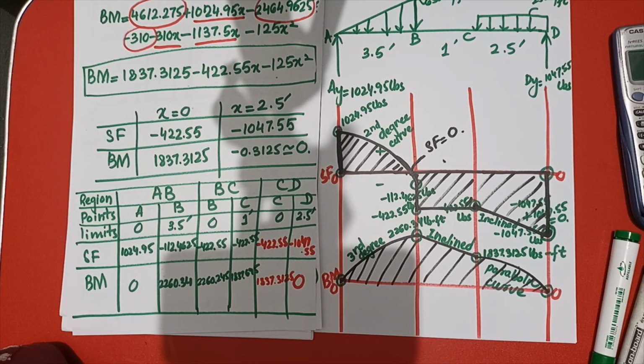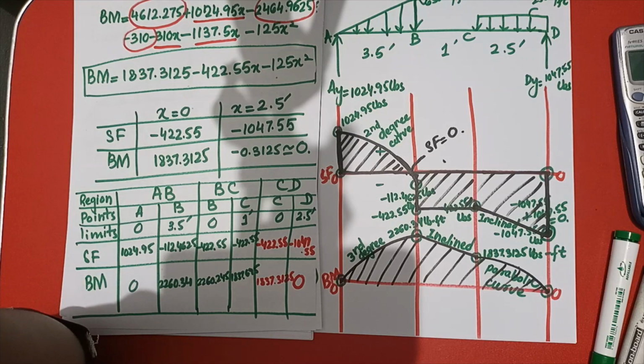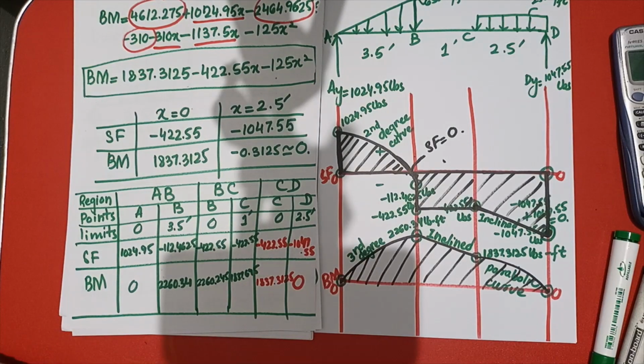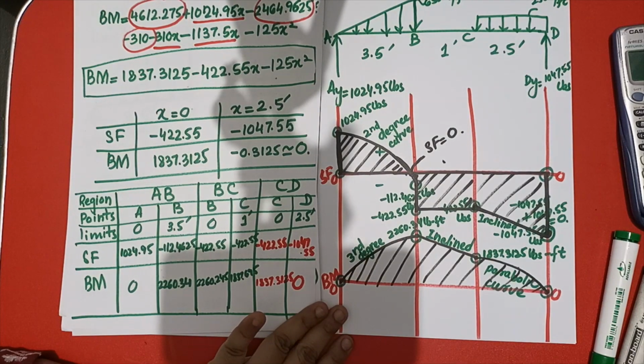what you have to keep in your mind is that your bending moment should be one degree more. So if you are getting a second degree curve in your shear force, there will be a third degree curve in your bending moment. If you are getting a straight line in the shear force, you must have an inclined line in the bending moment. And if you are having an inclined line in the shear force, you must be getting a parabolic curve in the bending moment. And this is all about how to make the shear force or bending moment diagram for this beam.